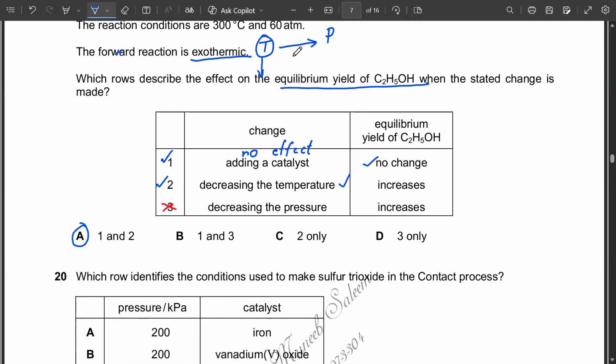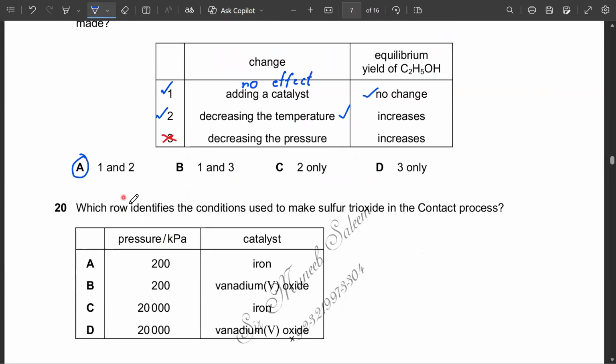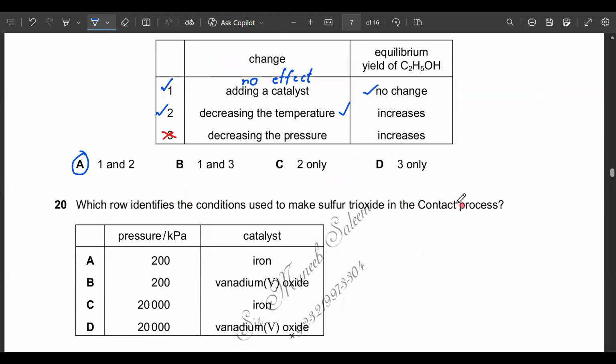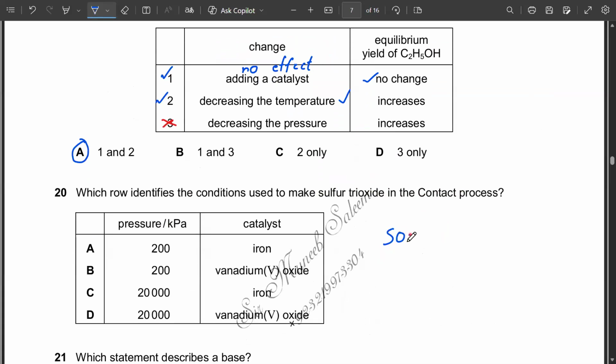Then next question, 20. Which row defines the conditions used to make sulfur trioxide in the contact process? So if you remember the conditions for this reaction, SO2 plus O2 to make the sulfur trioxide SO3, we do require vanadium pentoxide.